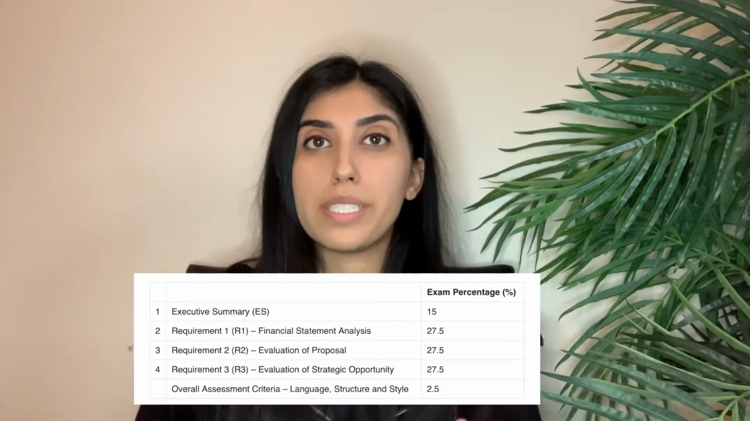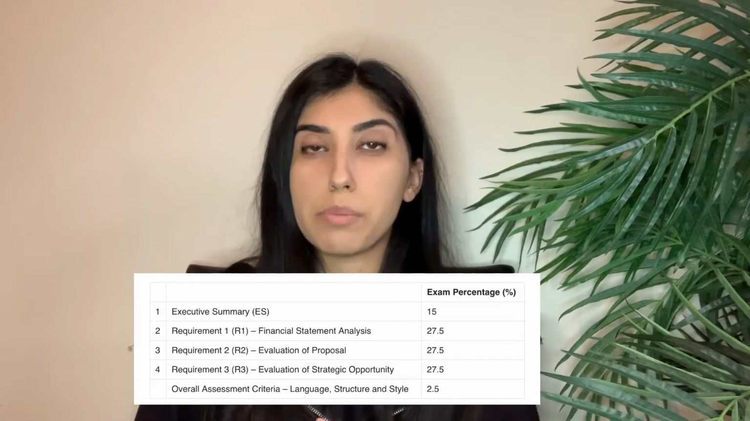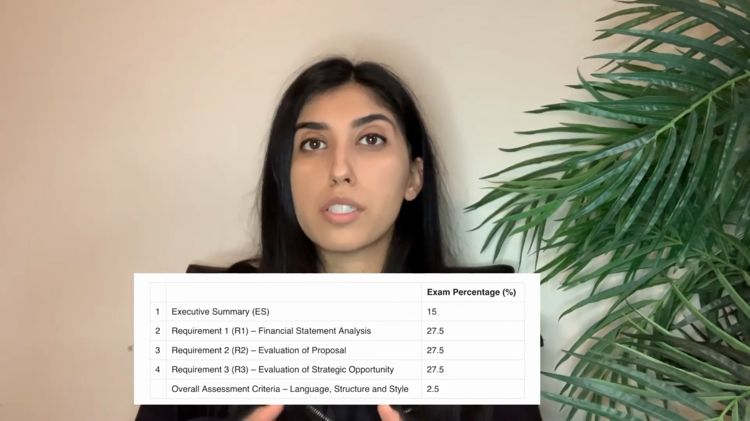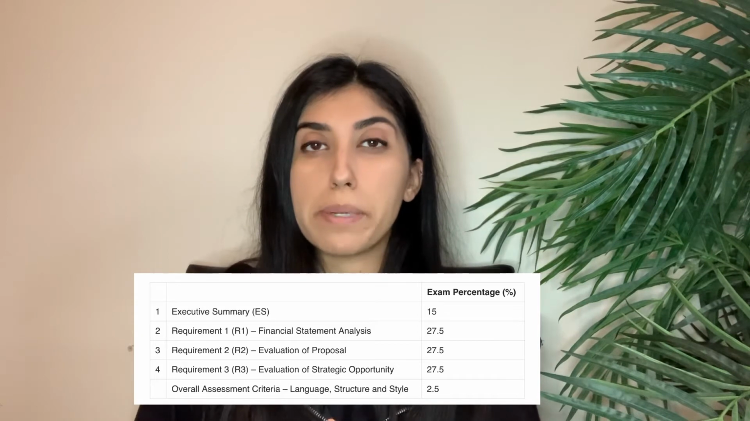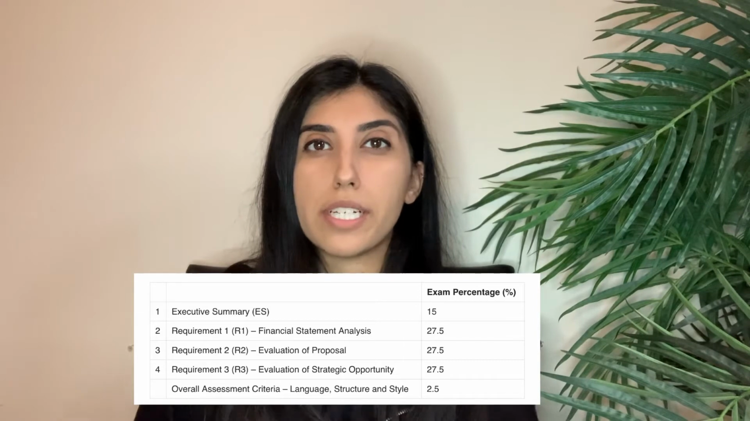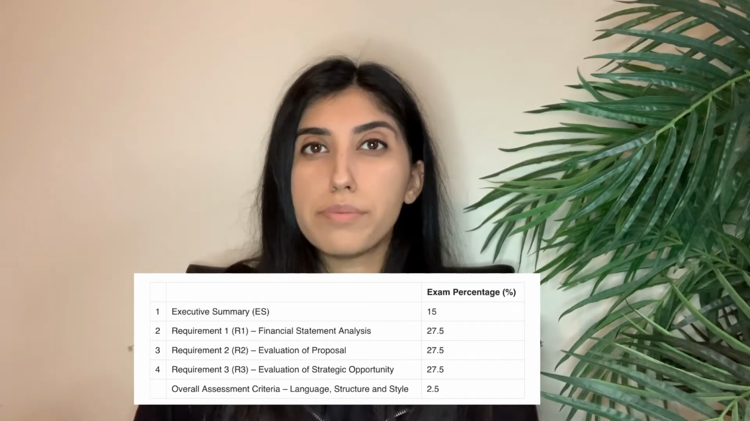So the case study itself will always have the same format. I'll put that on the screen here for you. What you'll essentially see is that there is the executive summary, which is some of the marks, but then the majority is those 3 requirements that are split evenly. And then there is also overall assessment criteria, so that's your language, structure and style. Do keep watching this video, I will talk you through all of those. Because this is a report that you need to put together, your executive summary and requirements do need to be numbered throughout. That's where my help sheets really come in handy, because it shows you just how to structure it.